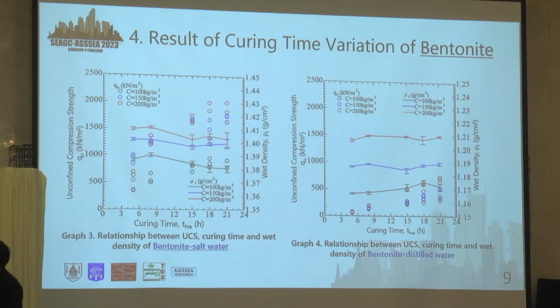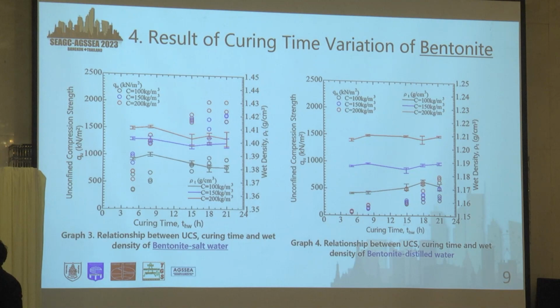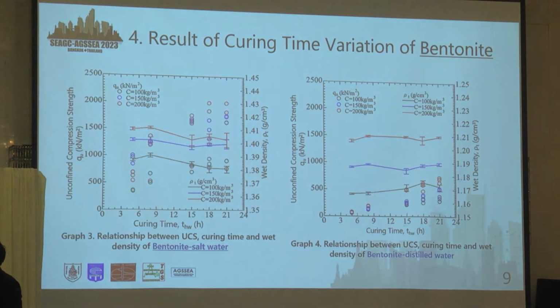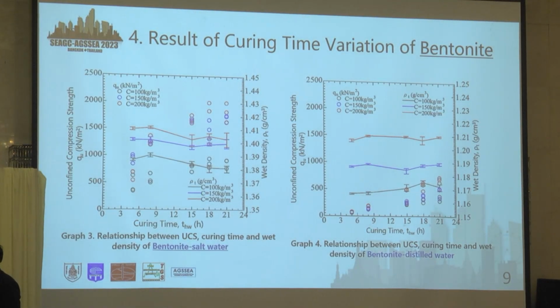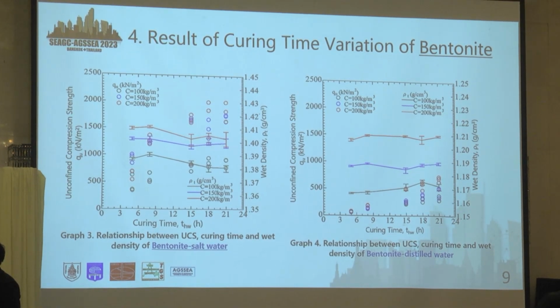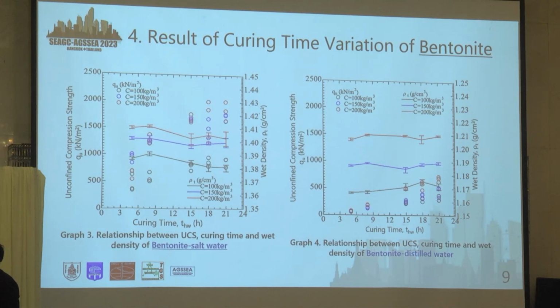Next, the second type of soil. This is the curing time variation for bentonite. It also shows the same tendency: as the curing time increases, the UCS value also increases. And as the cement content is higher, the UCS is also higher. For the wet densities, there is no significant difference.